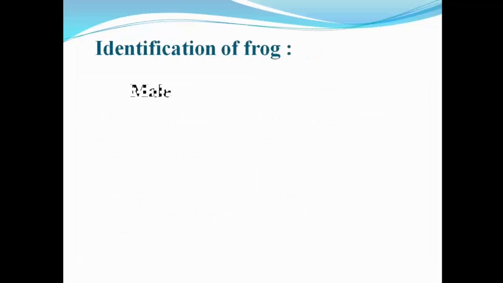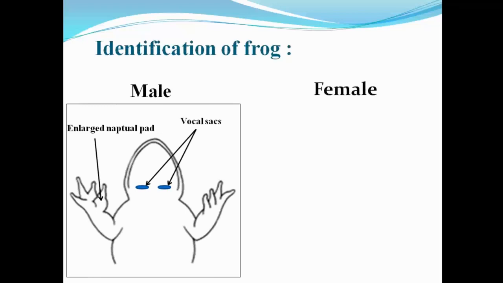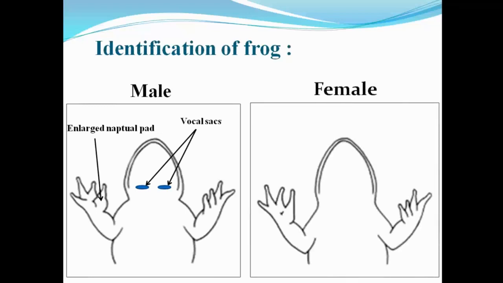Now, identification of frog. How one can identify the male and how one can identify the female frog. These two are the structures, that is, the nuptial pad on the inner finger of the forelimb, and the vocal sacs, which are located in the throat region of the male frog. These two are the characteristic features with the help of which one can identify the male frog. And these two features, that is nuptial pads and vocal sacs, are totally absent in case of female, and that's why it can be identified as the female frog.